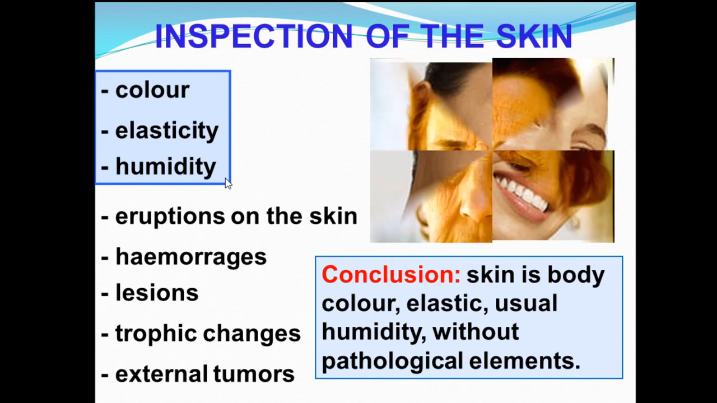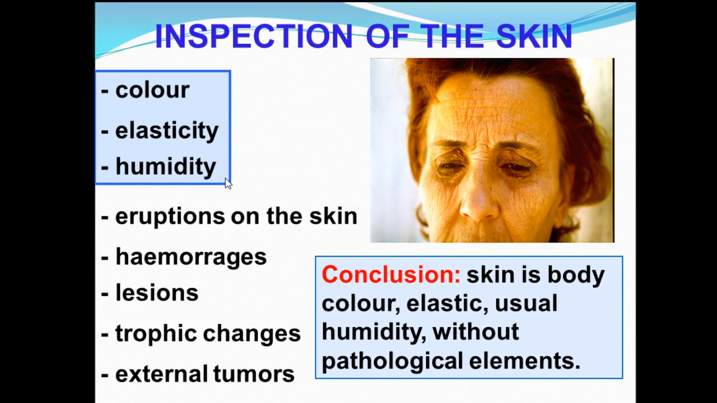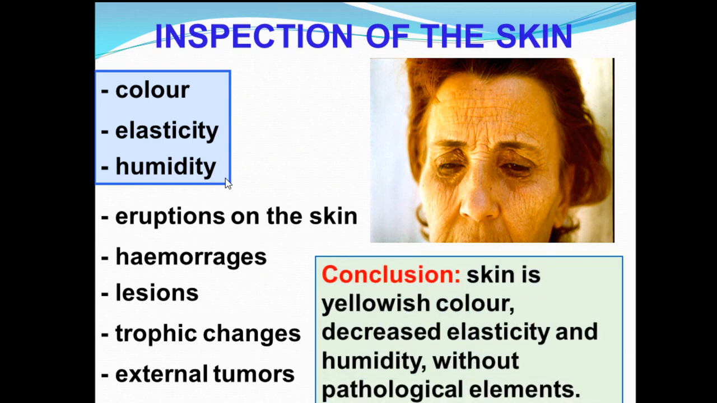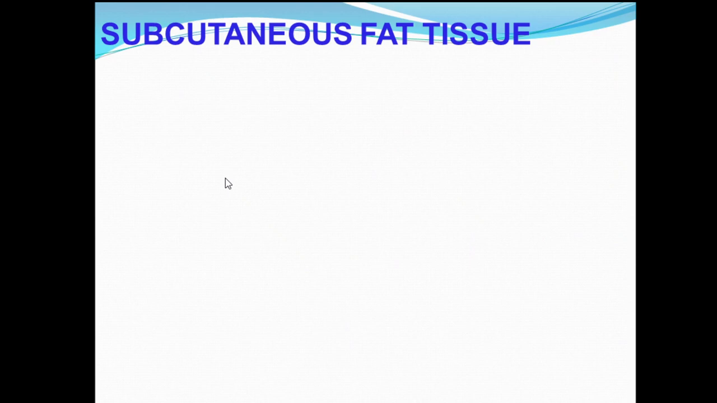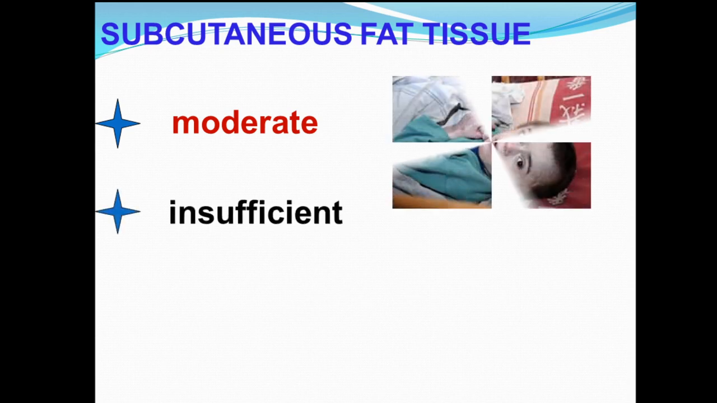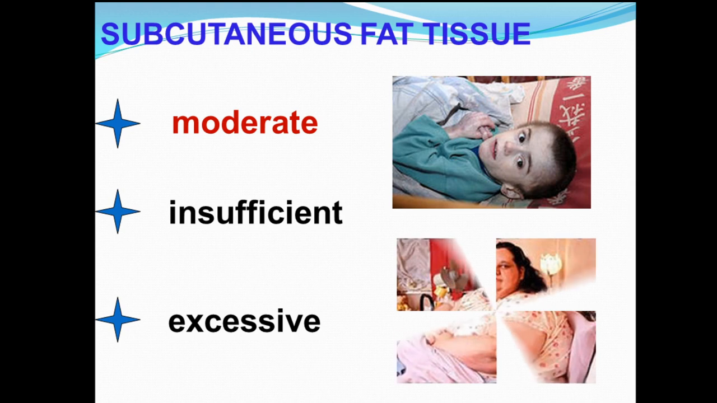Let's see another patient, and our conclusion will change. Skin is yellowish color, decreased elasticity and humidity, without pathologic element. We'll train during practical classes and I think your knowledge will be deeper. Subcutaneous fat tissue is tightly correlated with patient weight and assessed as moderate in norm, insufficient or increased or excessive in pathology.